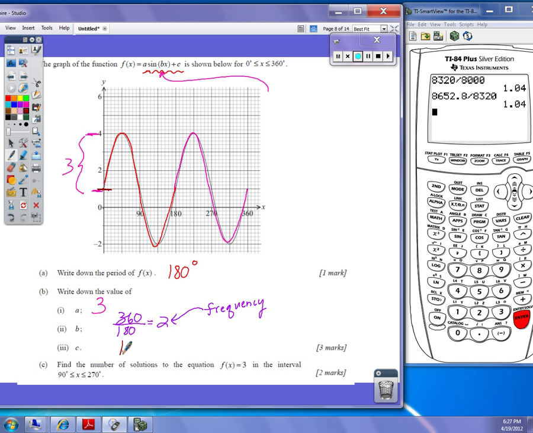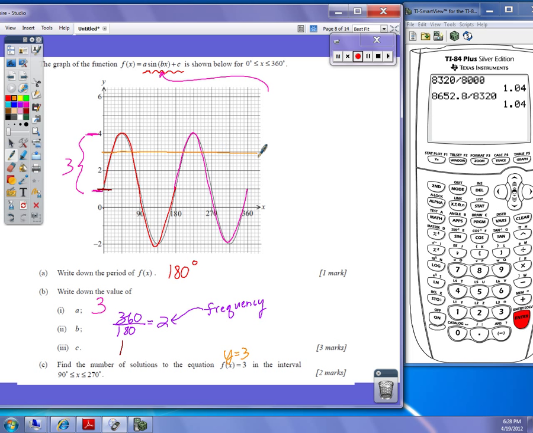The next part of the question asks me to find the number of solutions. I don't even have to find what they are. I just have to find how many there are to the equation f of x equals 3. So I'm going to think about that as y equals 3. I'm going to actually draw that line on my graph.